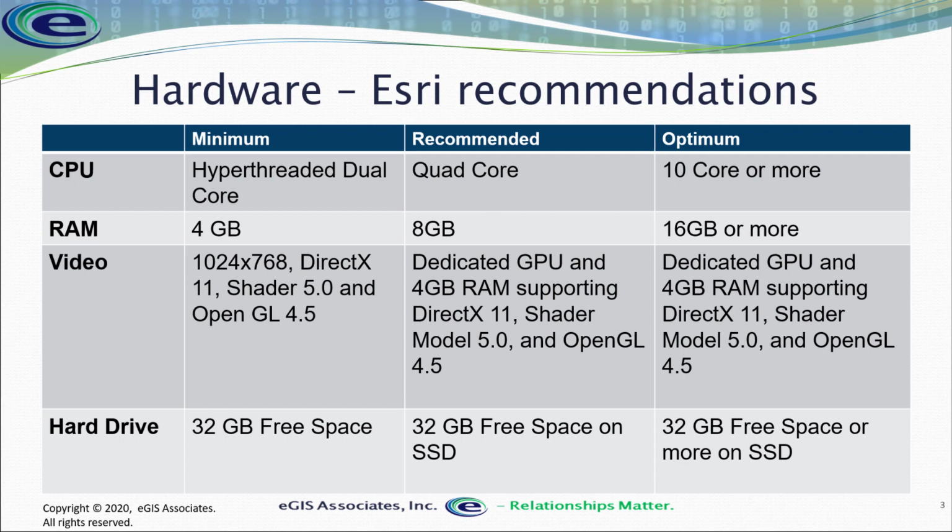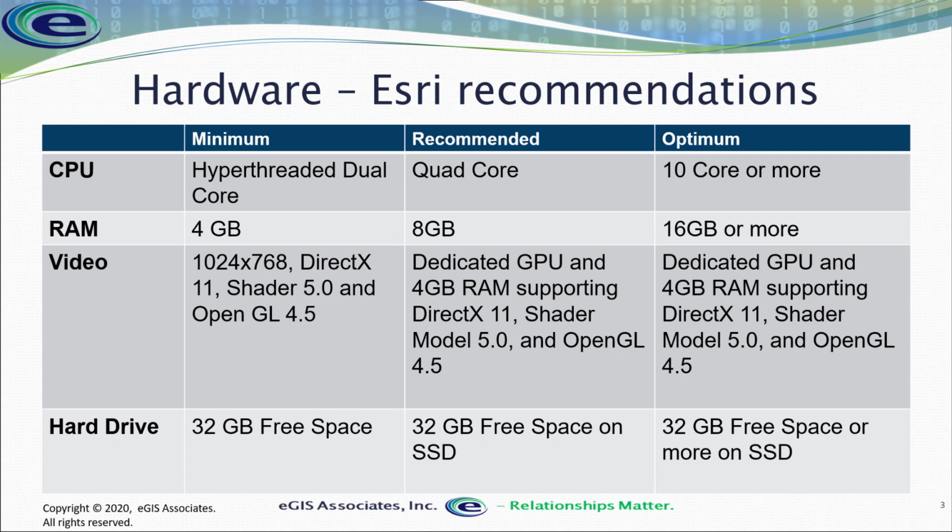4 gig of RAM for video is pretty good if you're just doing traditional 2D type mapping. If you start getting into 3D rendering, or you start working with LiDAR data, point clouds, or a lot of raster data, those kinds of things, then you probably want to get more. You want to get 6 to 8 gigabytes of video RAM on that dedicated graphics card, if at all possible. So then the other supporting DirectX shader and all that's the same. And again, the same hard disk space.